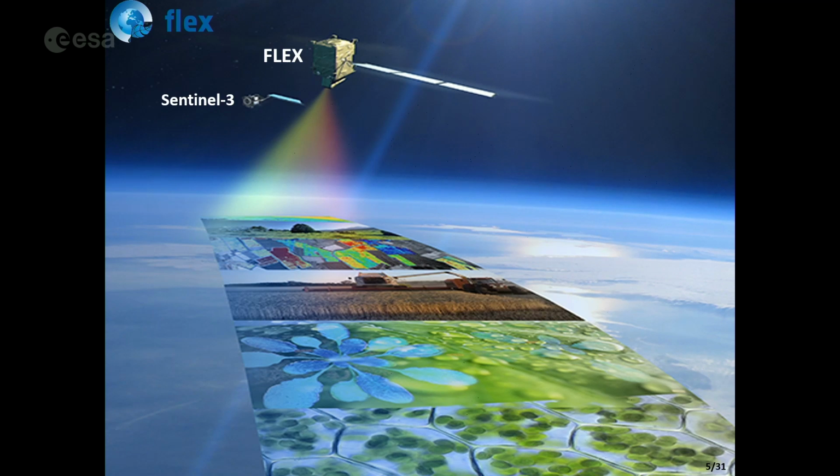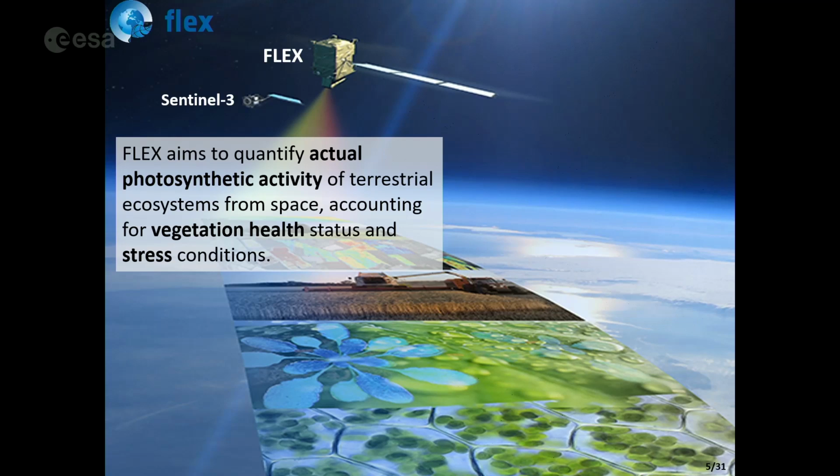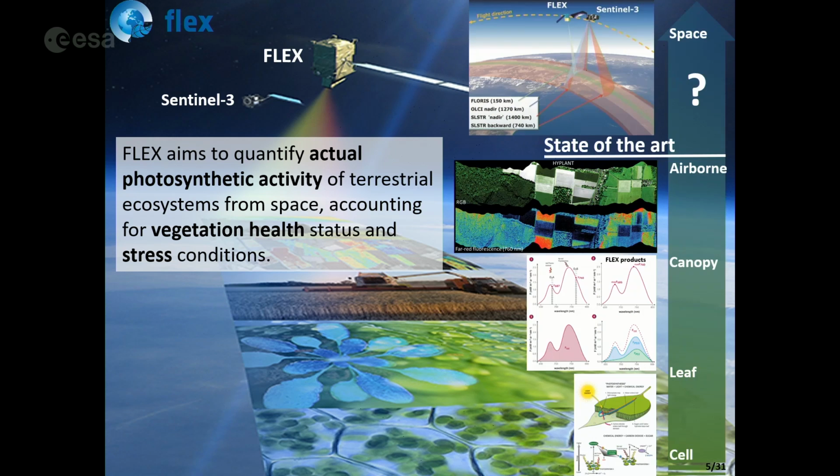For instance, temperature. Temperature also determines a lot how well the plant is behaving and how much it is photosynthesizing, and thus fluorescence emission. Sentinel-3 provides also temperature, so we make use of Sentinel-3 in order to better understand the fluorescence signal. The main objective of FLEX is to quantify actual photosynthetic activity of terrestrial ecosystems from space, so accounting for vegetation health status and stress conditions.